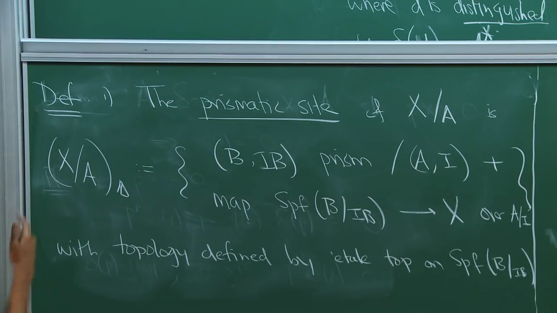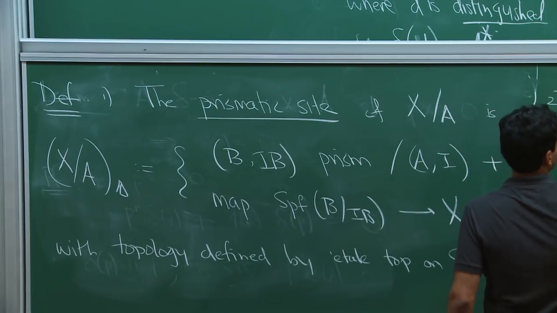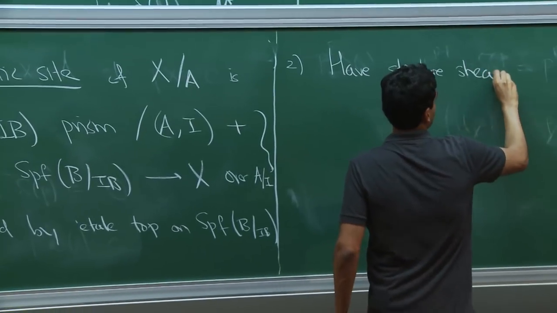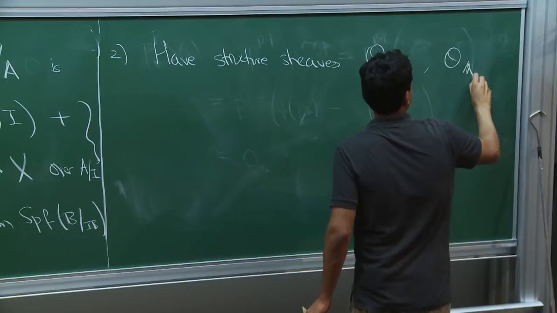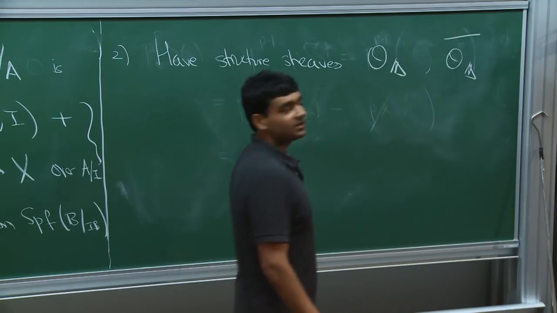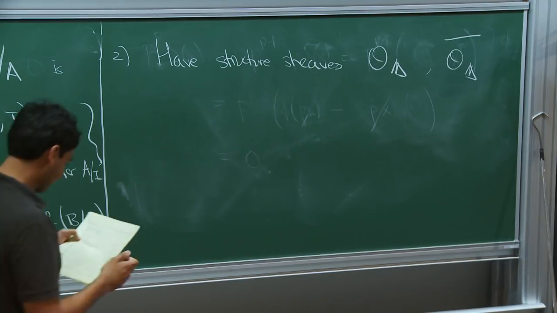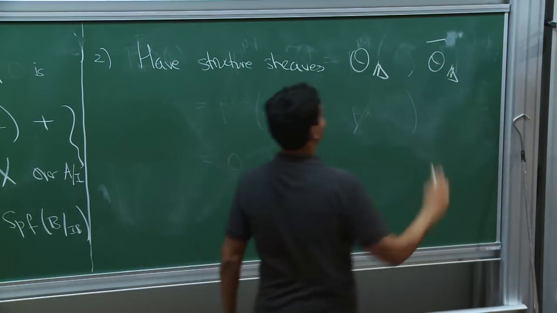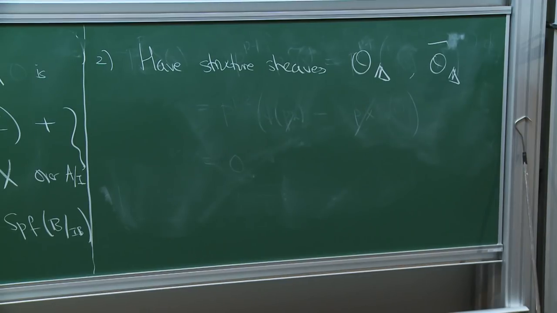All right, so that's the site, and then there are sheaves on the site. So we have structure sheaves. There are two of them, which will be relevant. O-prism and O-prism bar. Is the bar on the O or on the whole thing? That probably looks uglier because of the erasing.